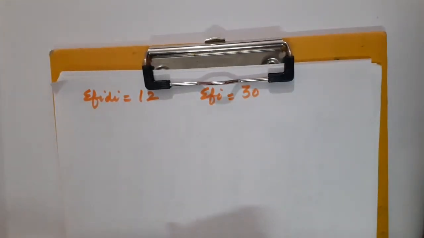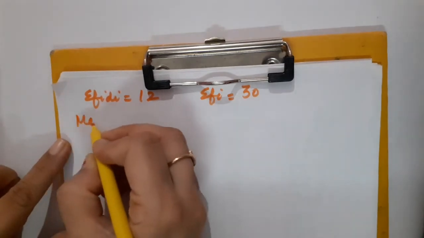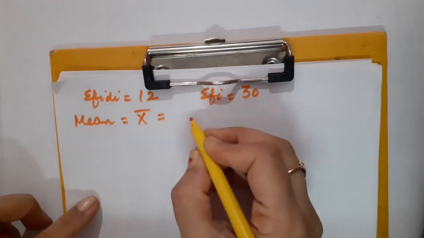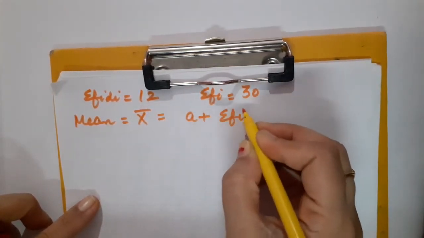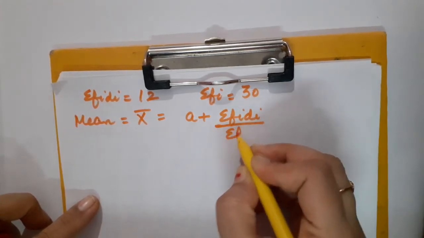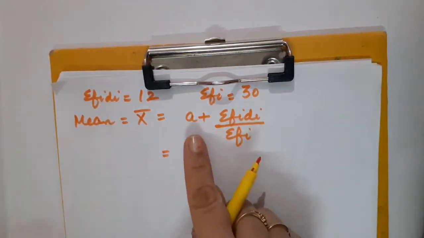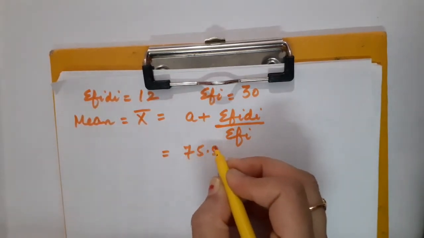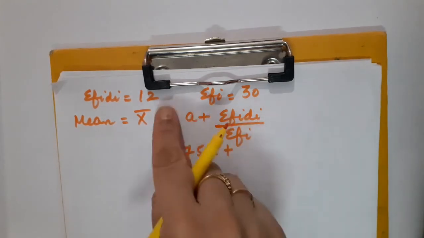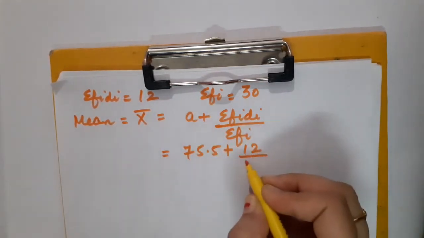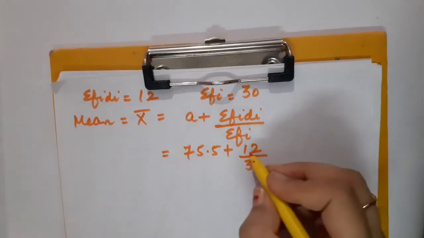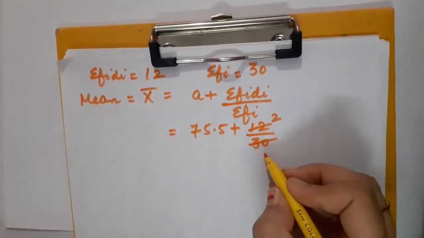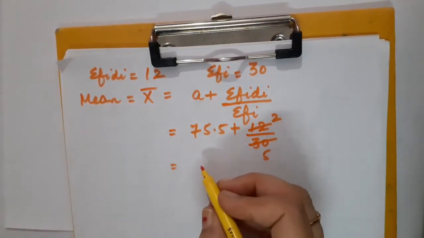Correct? Now I will be calculating mean using the assumed mean method. So let us revise the formula. X bar is equal to A plus sigma Fi di upon sigma Fi. Correct? So let us put the value of A, which was assumed mean, that is 75.5, plus sigma Fi di, that is 12, upon 30. Let us cancel it by the table of 6. 6 2s are 12, 6 5s are 30.